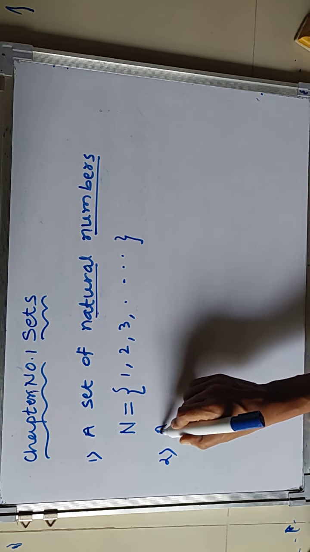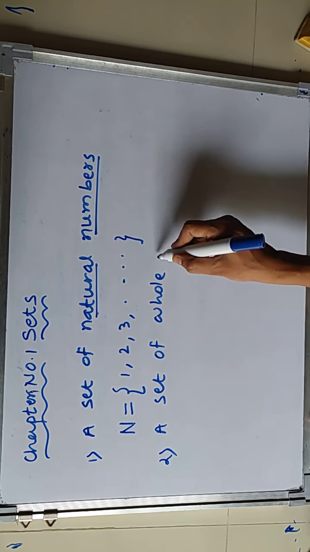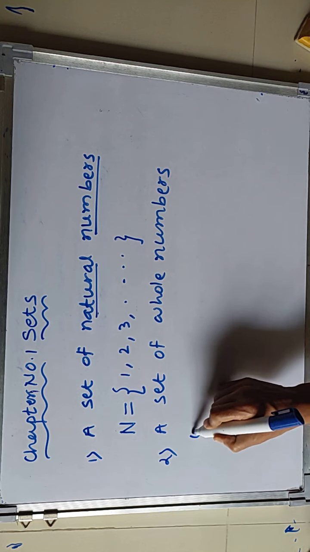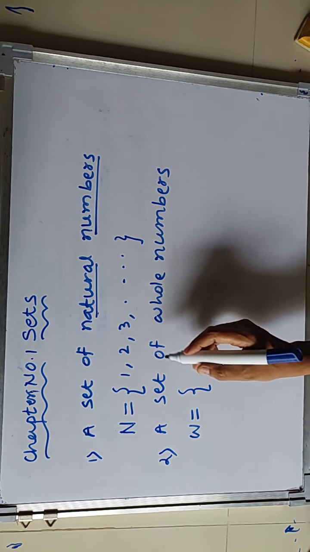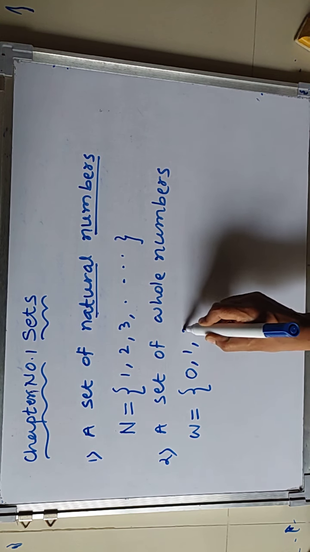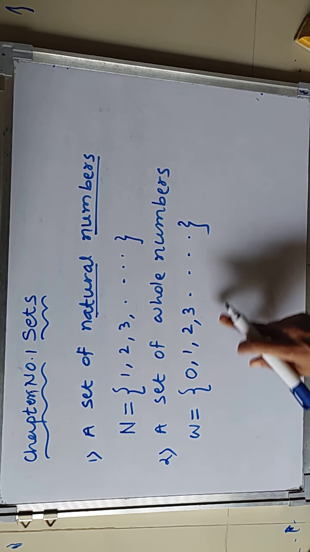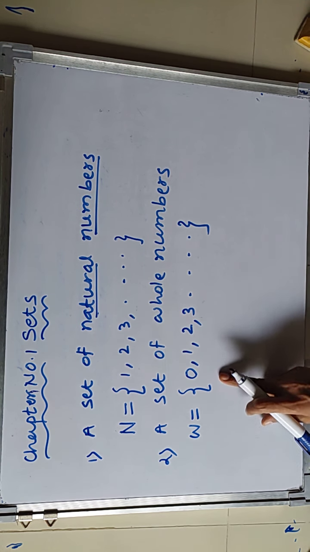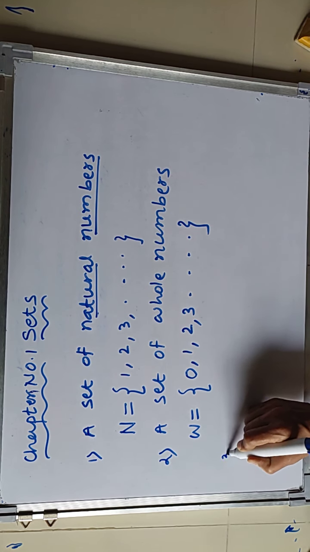Then a set of whole numbers. How to represent that? It is represented by capital letter W, and here 0 including natural numbers means you have to write 0, 1, 2, 3 and so on. It is said to be a set of whole numbers, and this can be written as W is equal to, in curly bracket, 0, 1, 2, 3 and so on, and close the curly bracket.